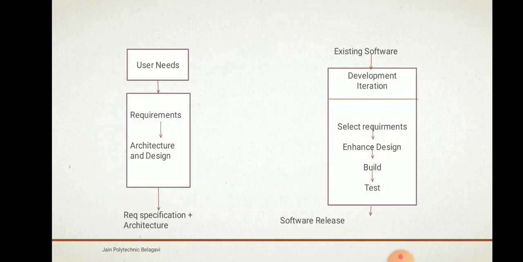So as you can see here, this is an example of the iterative delivery approach. User needs are taken as part of requirements and design is done, so requirements plus architecture. After that, the software development iteration is done. Again we select the requirements, enhance the design, build and test, and the last step is a software release.